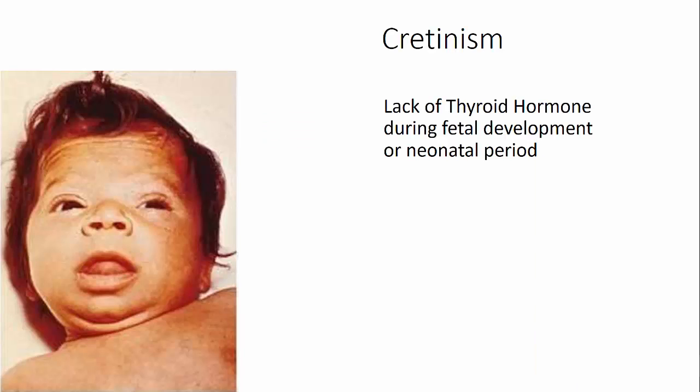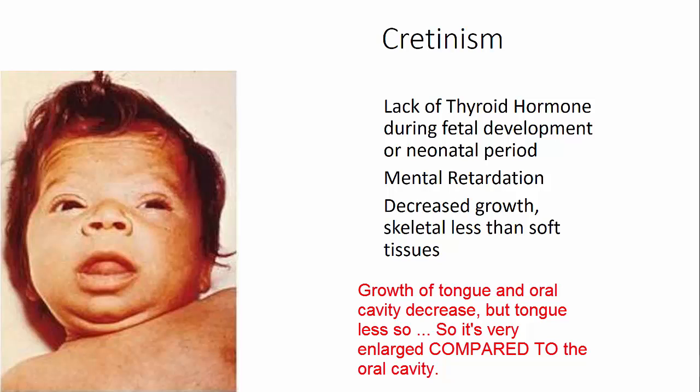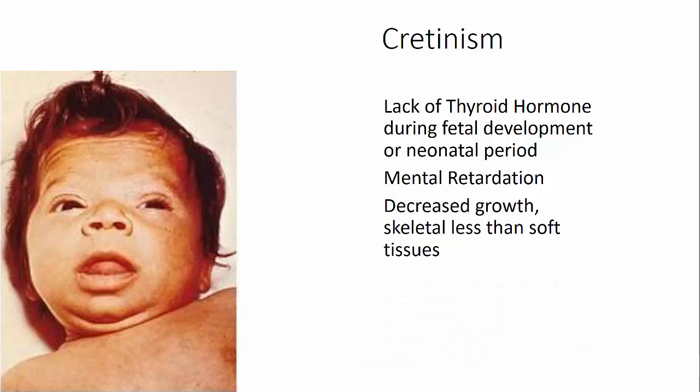Insufficient thyroid hormone during neonatal development and early childhood causes cretinism. The signs of cretinism include mental retardation, decreased growth with skeletal growth less than soft tissues. It gives the patient a very enlarged tongue and a very characteristic way of speaking because the tongue is enlarged in greater proportion than the oral cavity. And patients with goiter will often sound like this. Newborns in the United States are universally screened for this disorder since early treatment can prevent many of these symptoms.